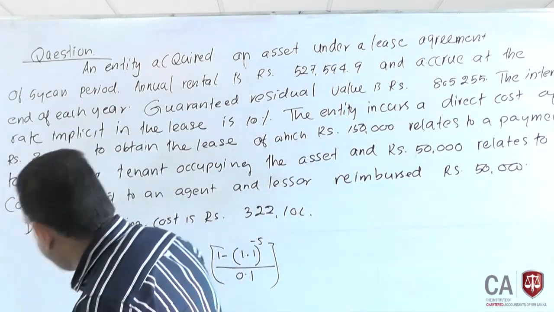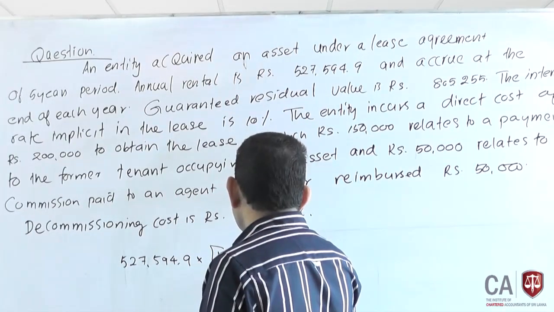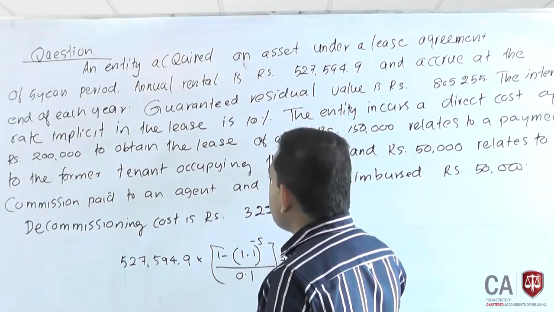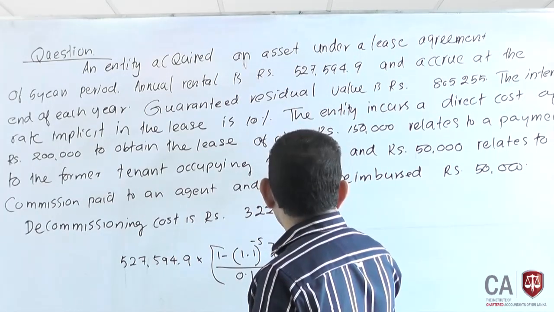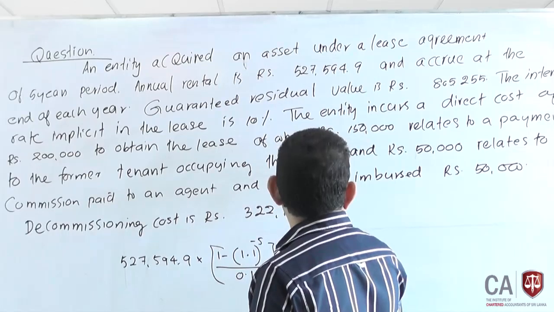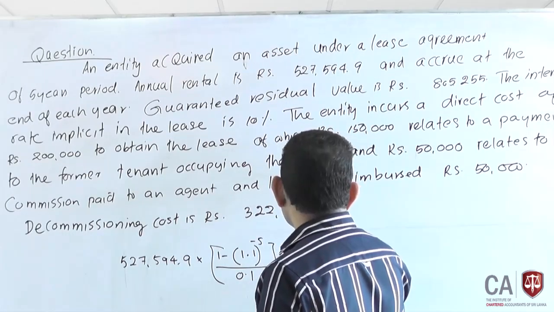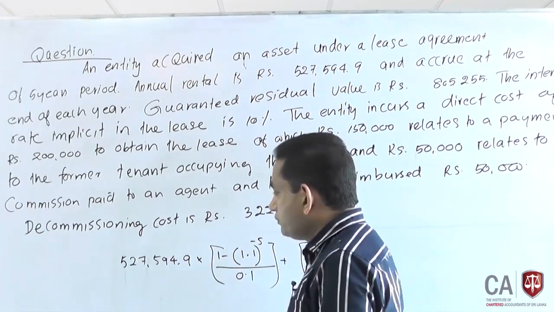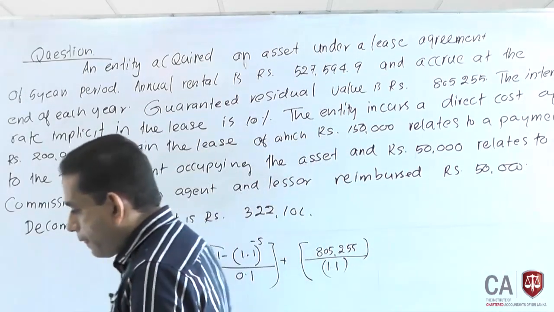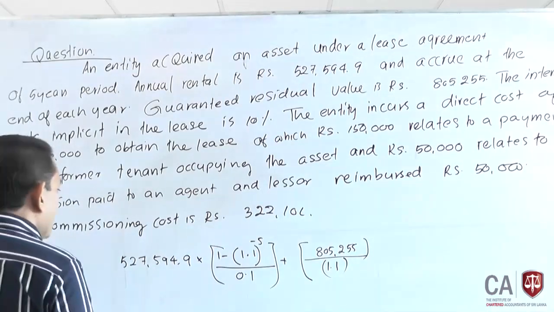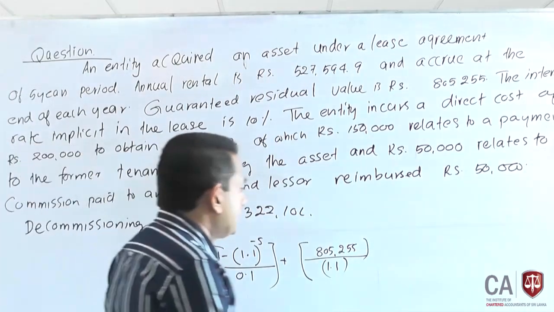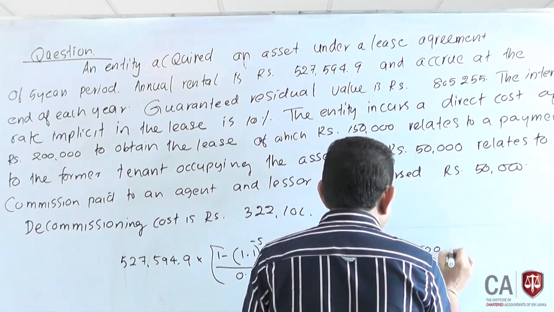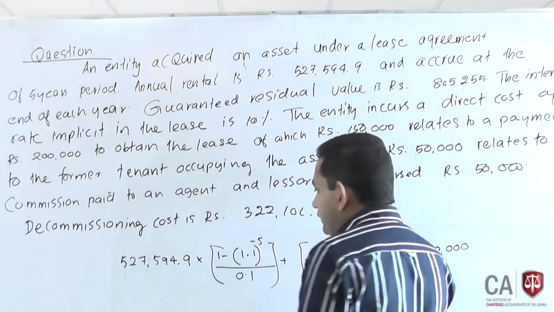Guaranteed residual value is given. How much? Guaranteed residual value is 805,255, and this is also to be discounted at 1.1, right. Then, if you simplify this, the final answer will be 2.5 million rupees, and that is the present value of the lease liability.